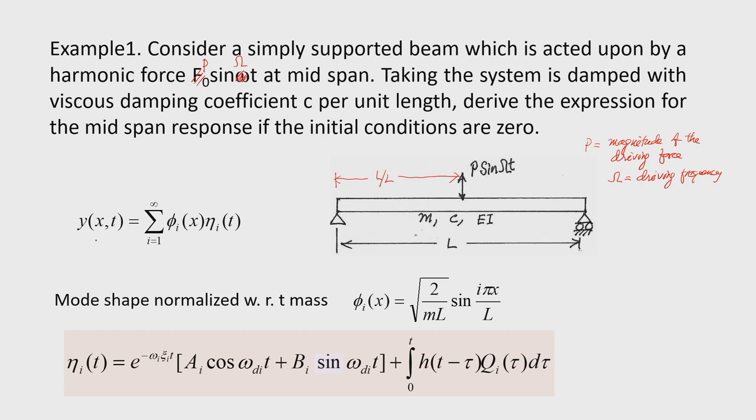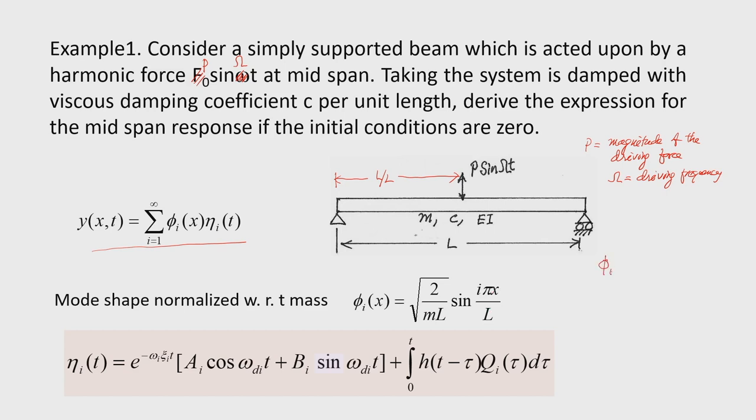Now, the response of the beam is given as y(x,t) equal to summation of i equal to 1 to infinity phi_i(x) eta_i(t). So that is our response that is built up with the summation of the product of mode shape and generalized coordinates. That is what is the mode summation principle. Okay. Now mode shape we have to know and natural frequency we also require to know. So mode shape for a simply supported beam, if the function is normalized with respect to mass, then we get root over 2 by mL sin(i pi x / L).